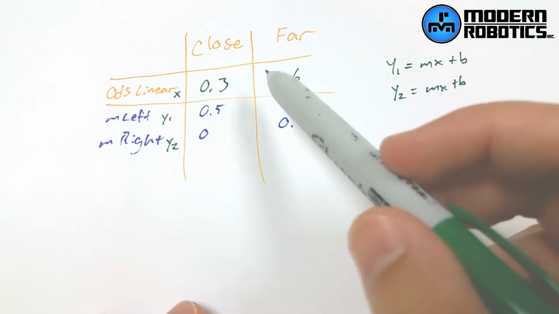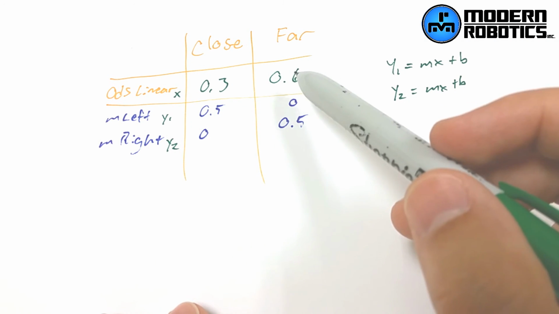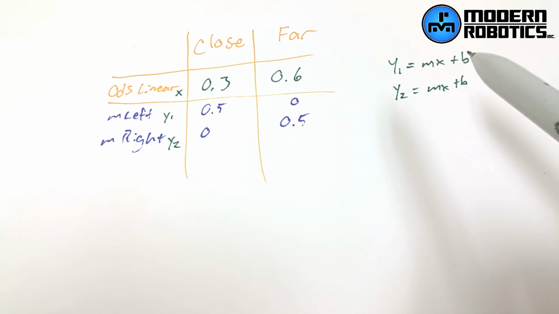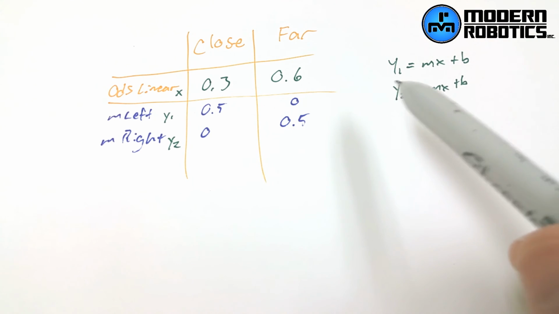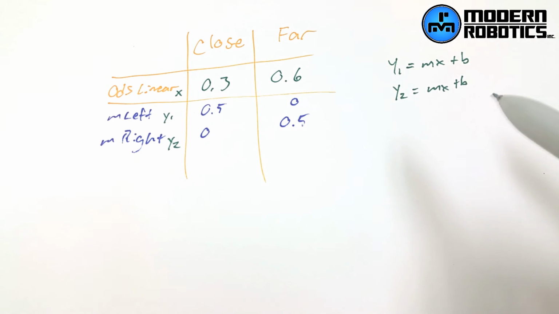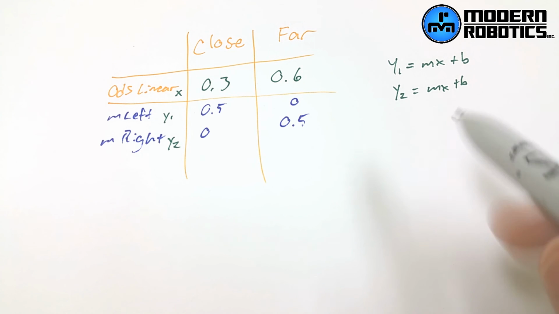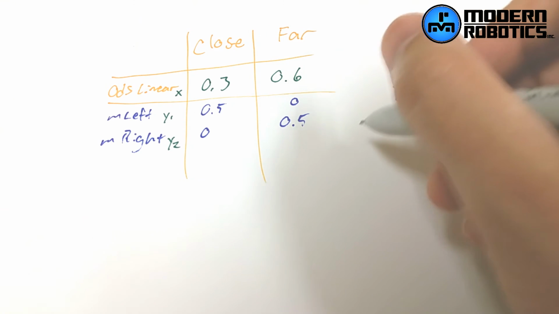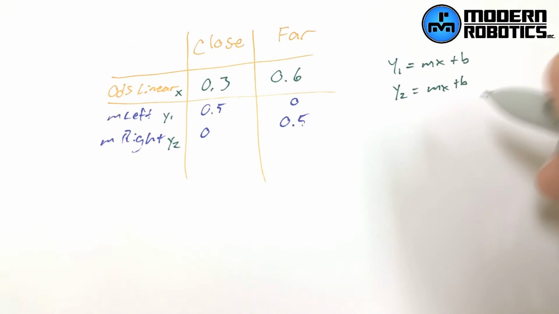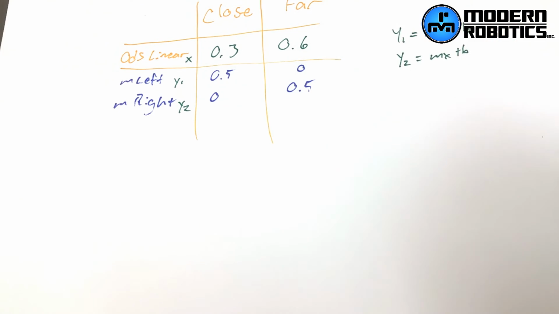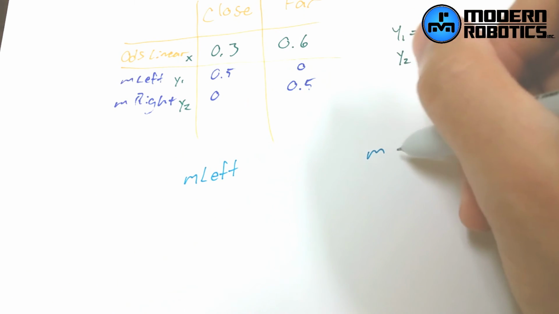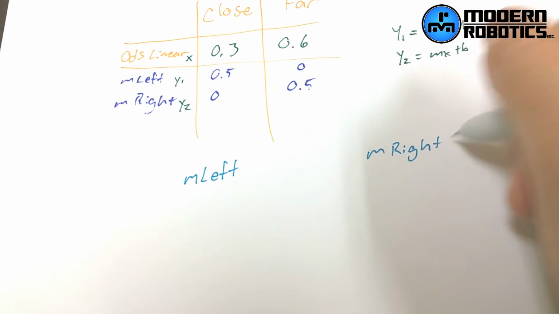So we have two equations here, x, y1, y2, x, y1, y2. And to get this equation, all we need is 2 points. And then we can get this linear equation. That's why we're using the linear value here. So our 2 points for y1, we'll do this for, let's say that this is m left, and over here we'll have m right.